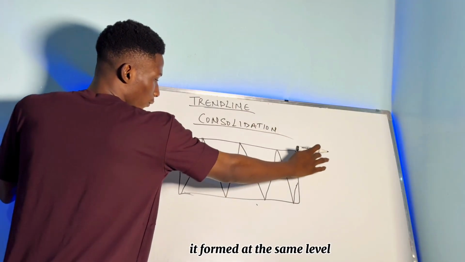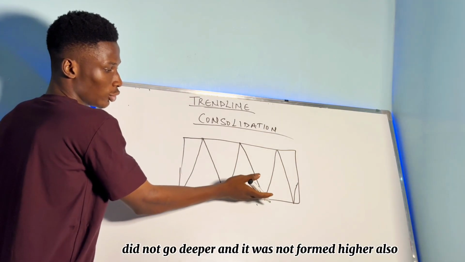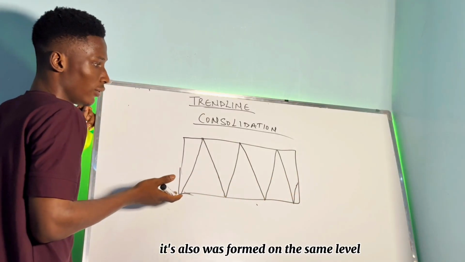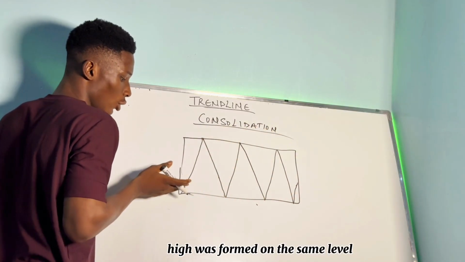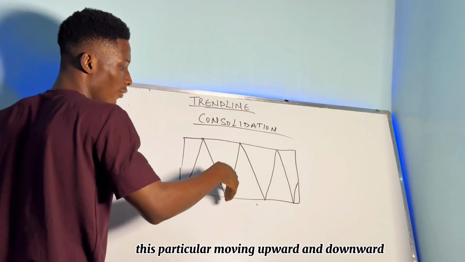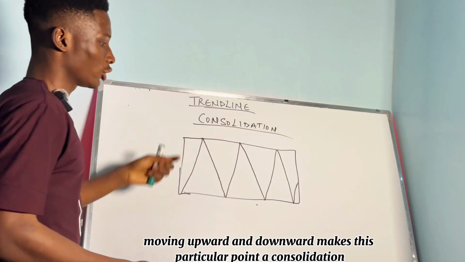It formed at the same level. The lows also. The next low did not go deeper, and it was not formed higher also. It also was formed on the same level. The high was formed on the same level. The lows were formed on the same level. This particular movement upward and downward makes this particular point a consolidation.